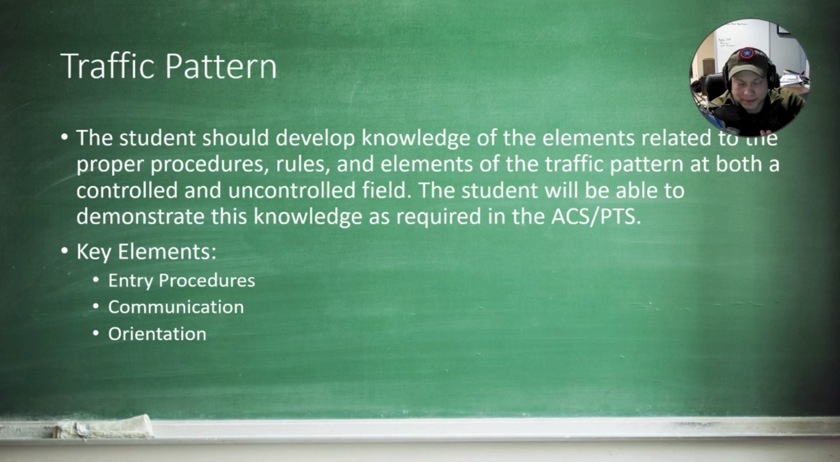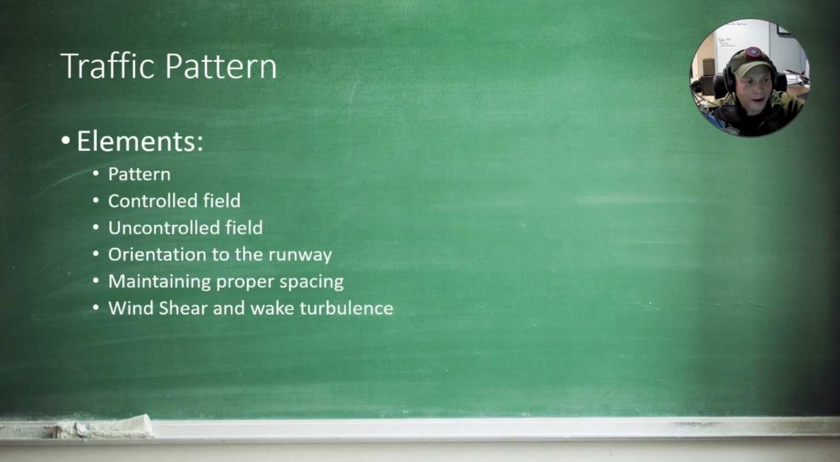So, the traffic pattern. The student should develop knowledge of the elements related to the proper procedures, rules, and elements of the traffic pattern at both the controlled and uncontrolled field. The student will be able to demonstrate this knowledge as required in the ACS or PTS. The main points from this one: we're going to talk about how to get into the pattern, our communication, and orientation. Those are the big three.